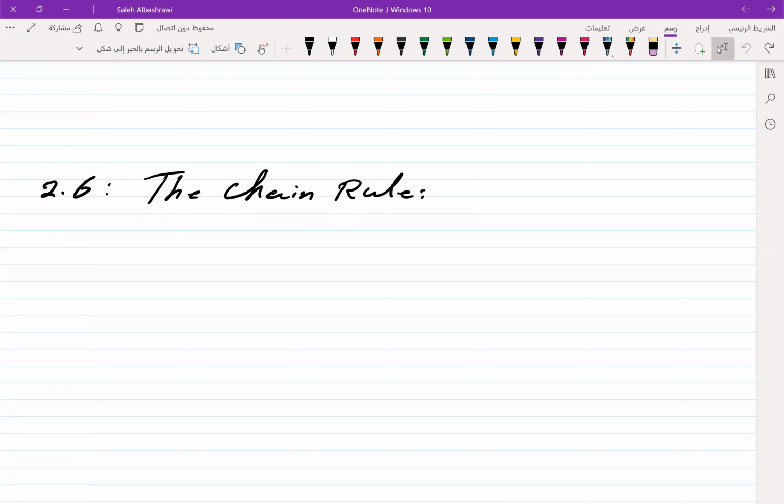Today we are going to speak about the chain rule. Last time we spoke about the product rule, quotient rule, and power rules, and also the derivative of the sum or difference between two functions. We gave several examples, and for today we are going to speak about a new rule, which is the chain rule.